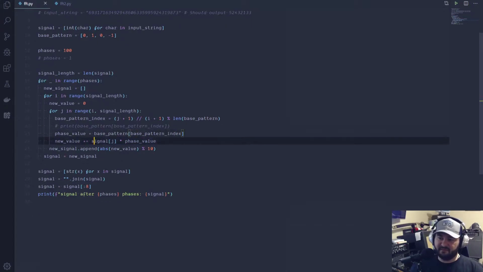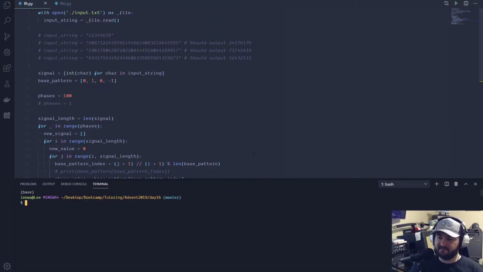And then I get that value doing a lookup in that base pattern. And then I just do that multiplication that we talked about, add it to the new value, and then do the absolute value. So we'll go ahead and run this for part 1, and we'll do it with our input, and we're going to do 1 phase instead of 100.